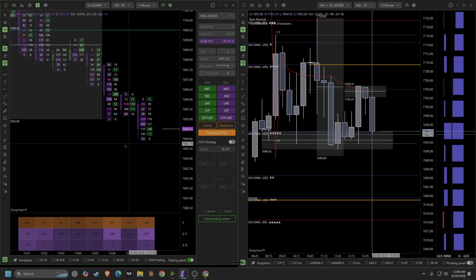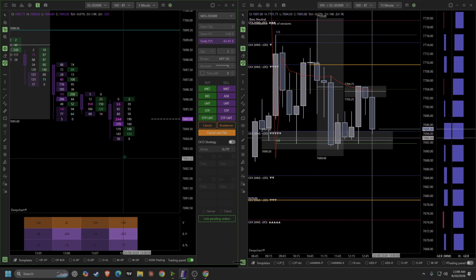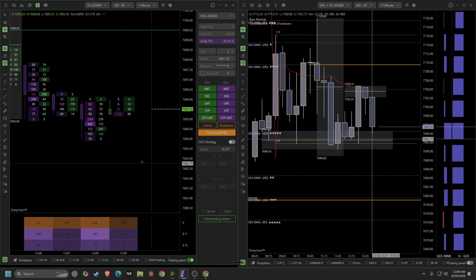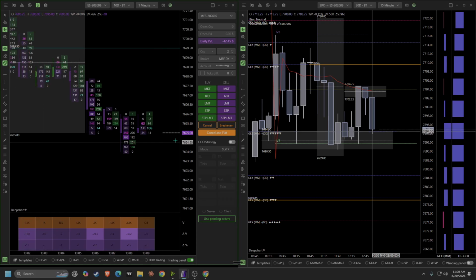I wouldn't be opposed to jumping into a long here if I see some absorption of sellers. We're gonna let this candle play out. We're gonna give it some time since we're so close to the IVB low. But it's looking kind of like it wants to go lower right now. Let's see how these options levels come into play here. Keep trying to long.